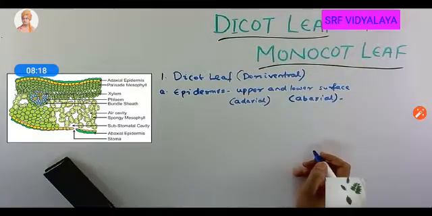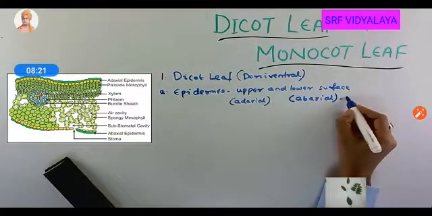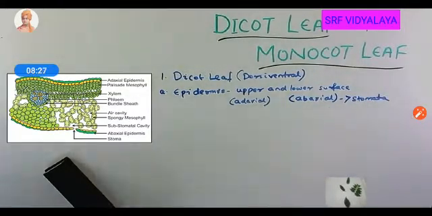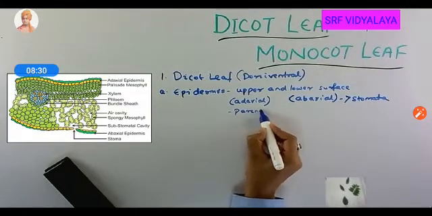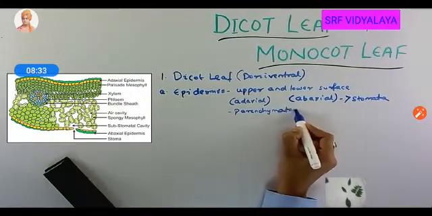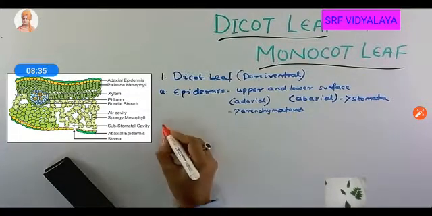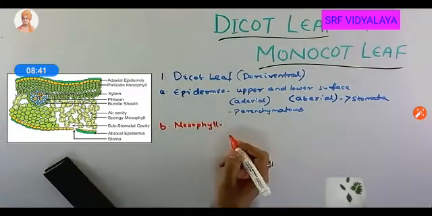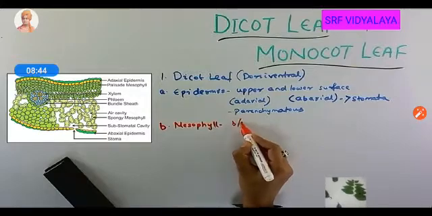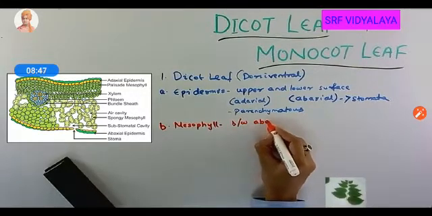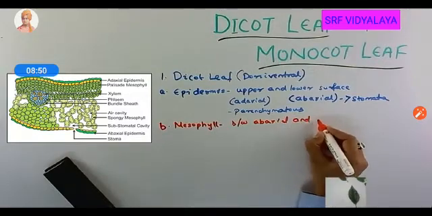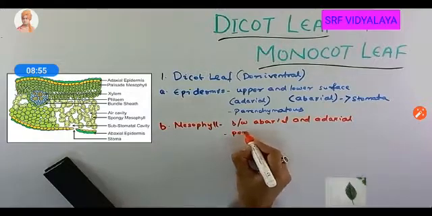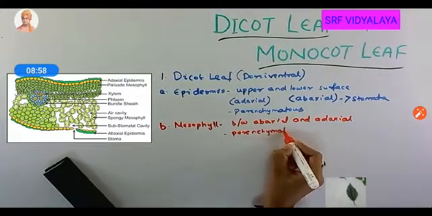The amount of stomata is more in the abaxial epidermis compared to the adaxial. Parenchymatous cells are present here. Coming to the second, which is the mesophyll. The mesophyll is the layer between the abaxial and adaxial epidermis. The cells are parenchymatous as they take part in photosynthesis.